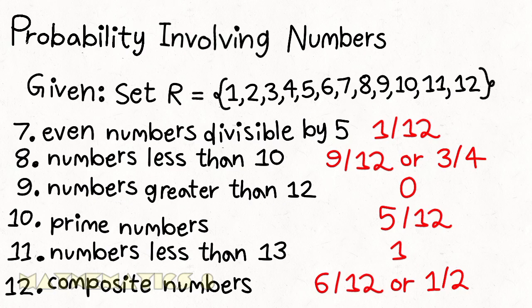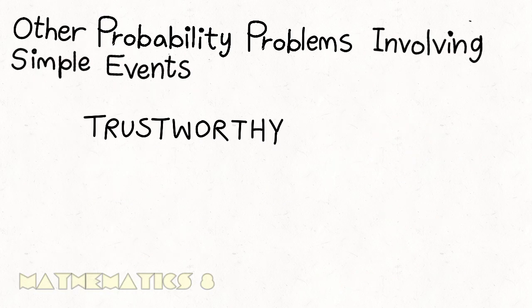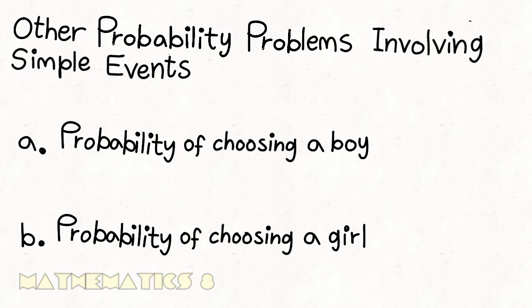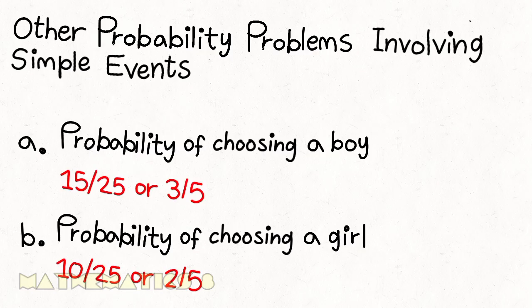If one letter is chosen at random from the word trustworthy, what is the probability that the letter chosen is a consonant? There are 25 students in grade 8, 15 are boys and the rest of them are girls. A student is selected for a field trip at random. Find the probability of choosing a boy and the probability of choosing a girl.